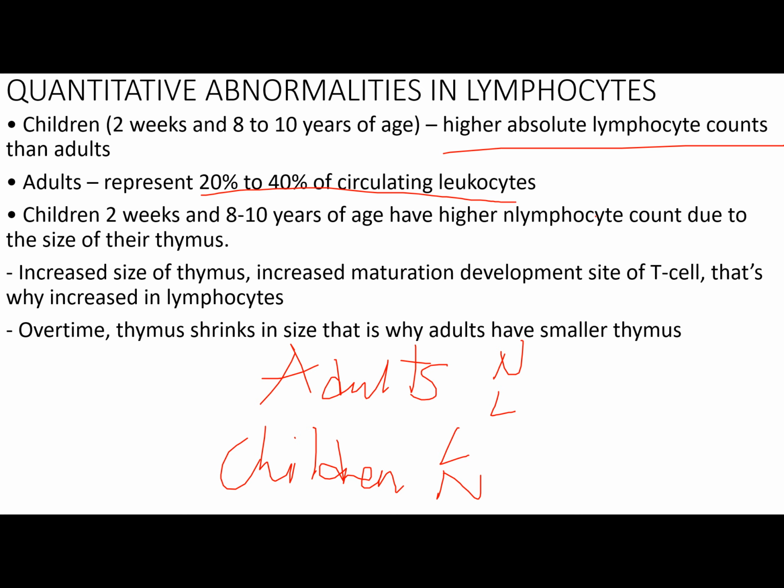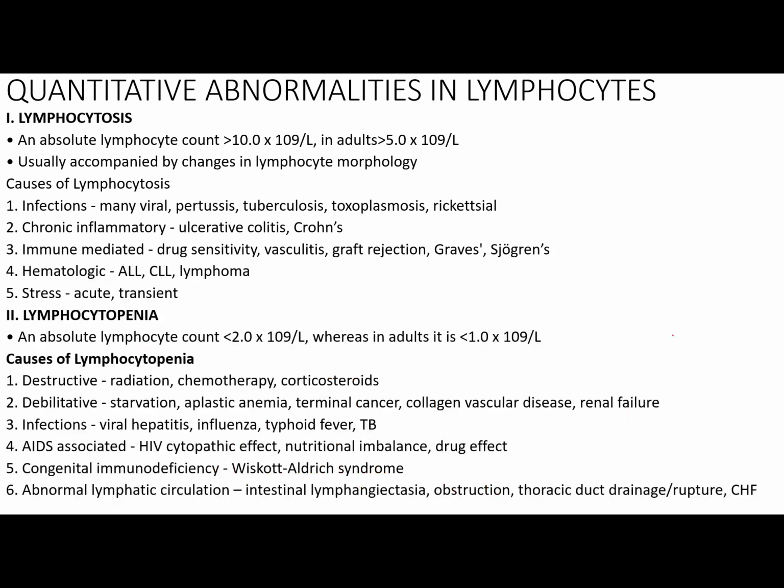But for children, it is due to the size of their thymus. So an increased size of thymus means increased maturation and development of T cells. If you remember, your lymphocytes could either become a T cell or a B cell. If it's in the thymus, they become T cells. If it's in the bone marrow, they become B cells. So because of the large size of the thymus, more T cells are being produced. Over time, the thymus would shrink. That is why adults have a smaller thymus.